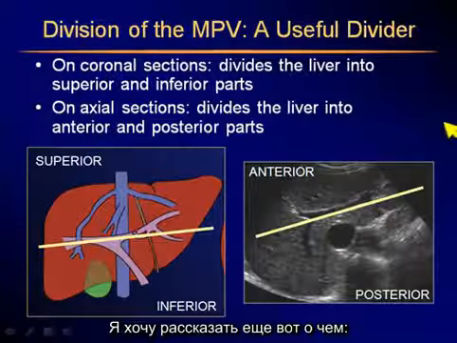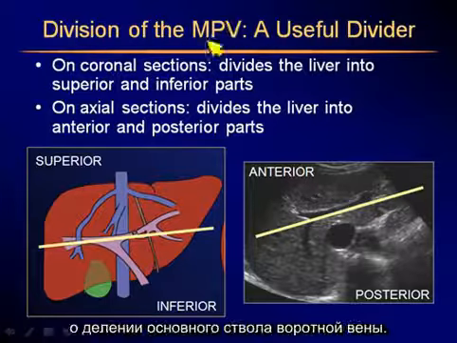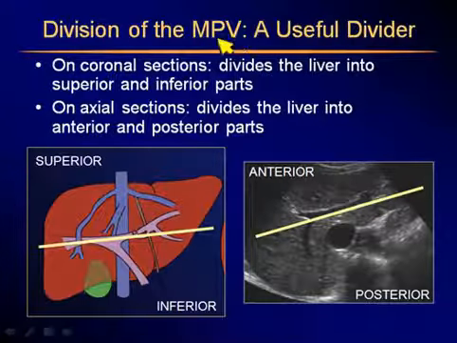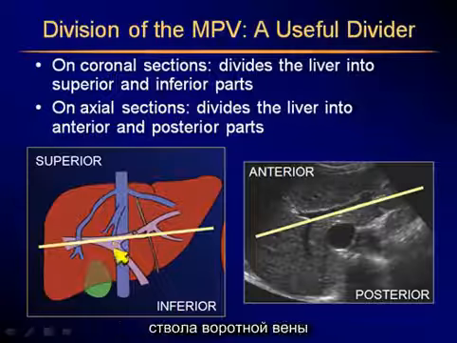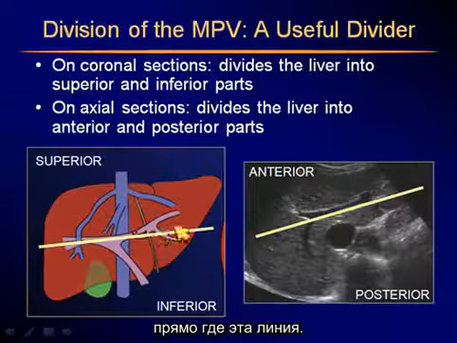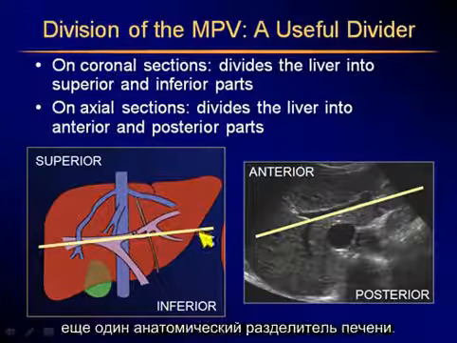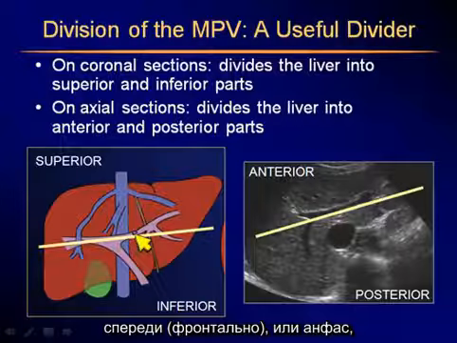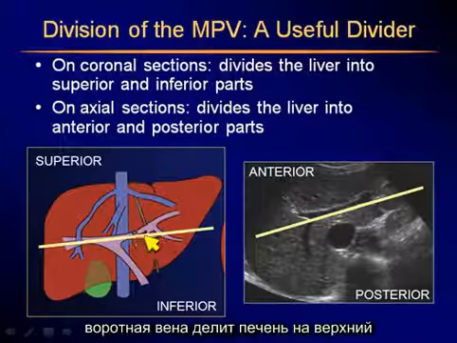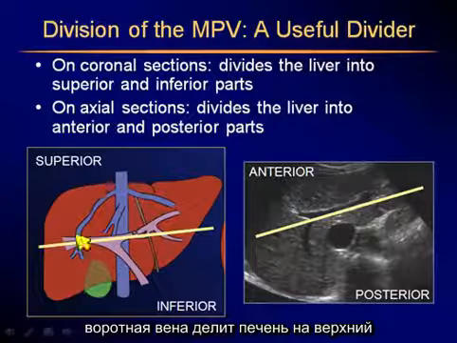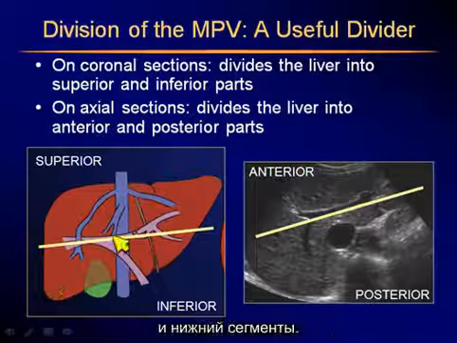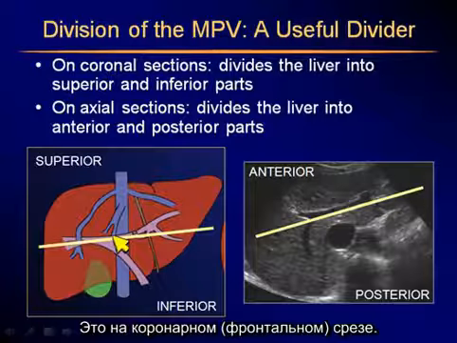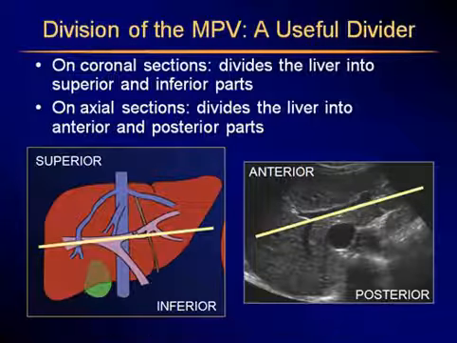Another point that I'd like to bring up here is about the division of the main portal vein. Precisely where the main portal vein comes in and splits, right in that line here, we can use that as another anatomic divider of the liver. If we look at the liver frontally or en face, we'll see that part of the portal vein divides the liver into superior and inferior segments. However, that's on coronal sections.